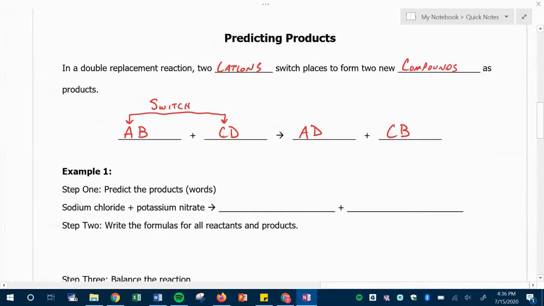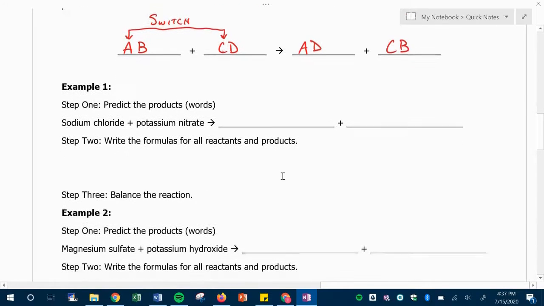Now notice when I wrote those two, I didn't just write AD and BC, because the cations always have to be first. So keep that in mind. In this case, C was the cation, so it stays listed first as a product as well. All right, now that we have that in mind, let's talk about how to go through this for an actual reaction.